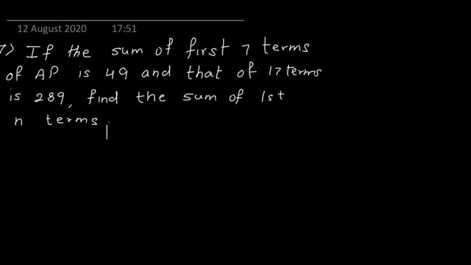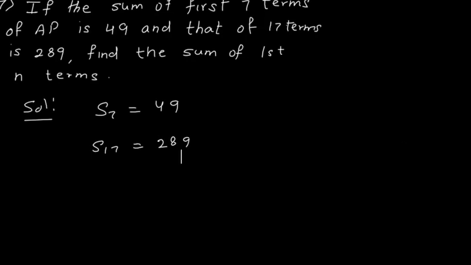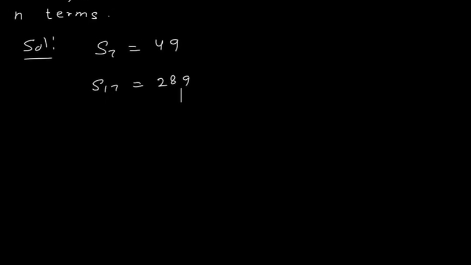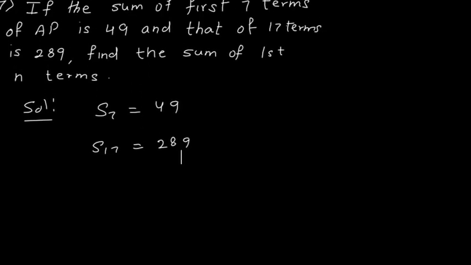Now let us see our final question. Again an AP problem. If the sum of the first 7 terms of an AP is 49, so what is given? S7 is given as 49 and S17 is given as 289. We have to find the sum of the first n terms, so Sn we have to find out. Now let us write the respective formulas for S7 and S17.